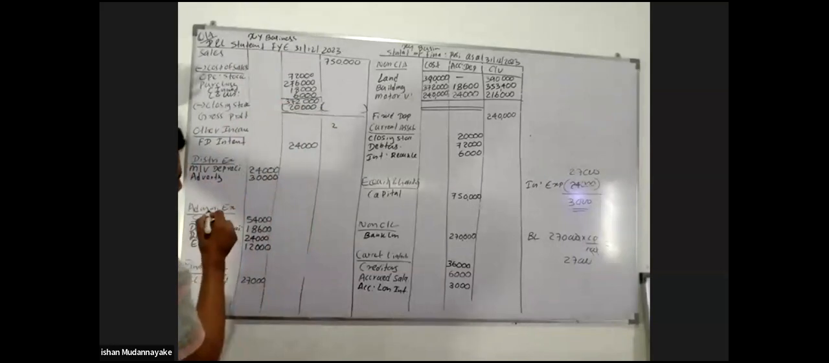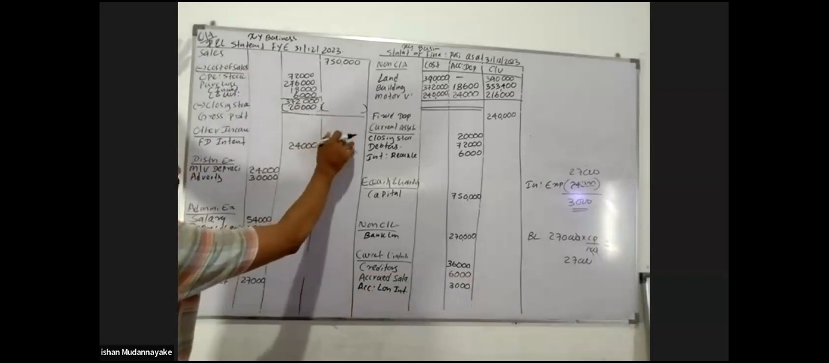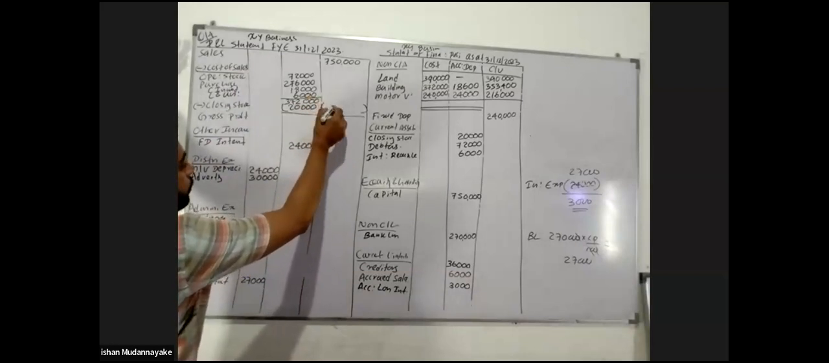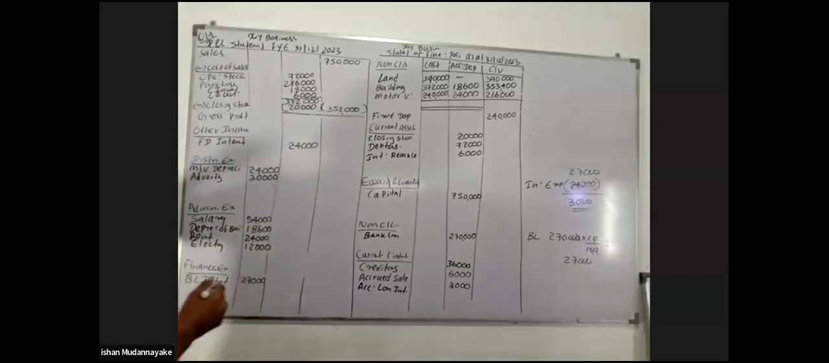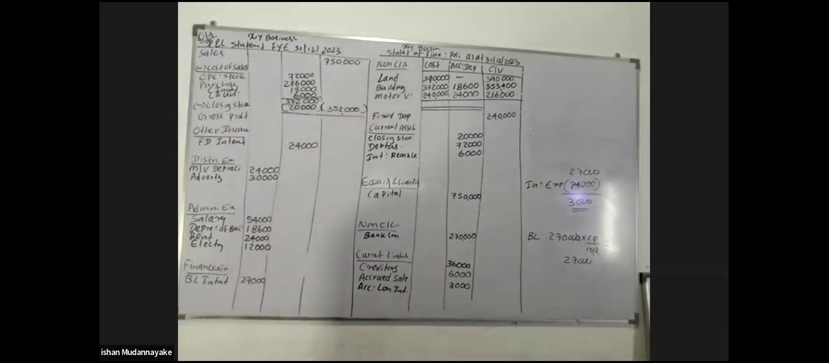Here 72,000. 372,000 minus 20,000 is 352,000. Is it correct? Cost of sales of the business organization is 352,000.